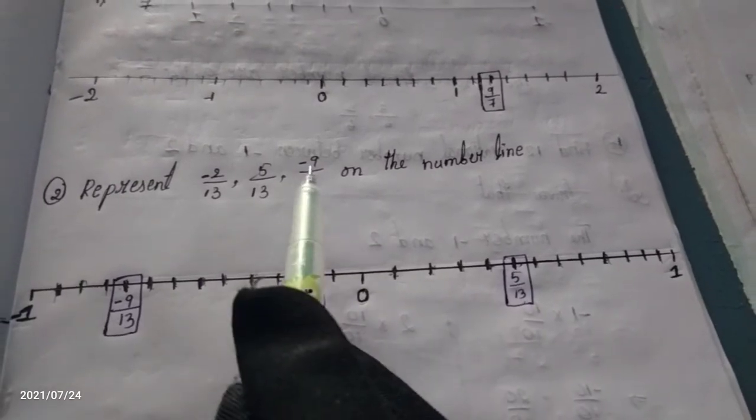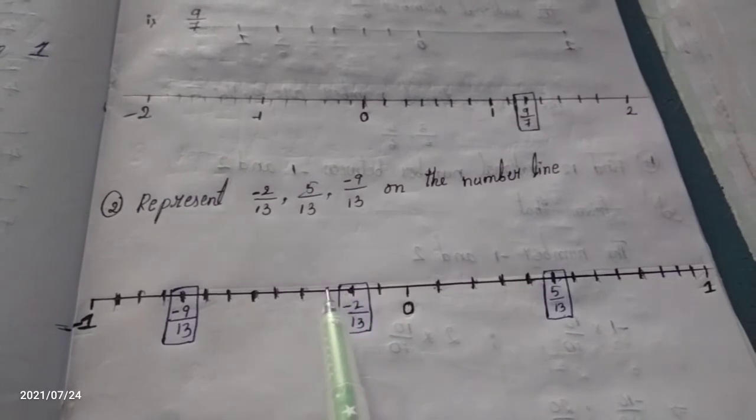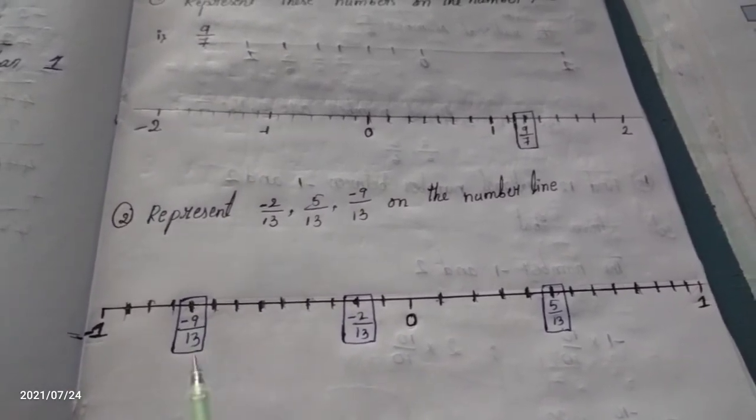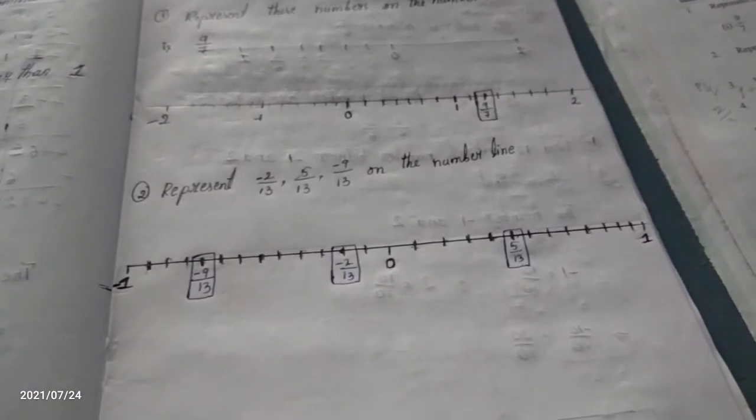What is the last one? Minus 9 by 13. What do we have to do? Here 1, 2, 3, 4, 5, 6, 7, 8, 9, so this is minus 9 by 13. Can you understand this? It is a simple problem.